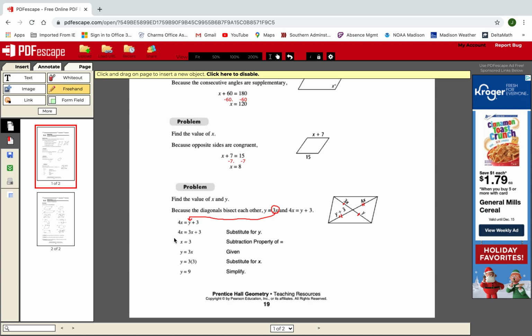They then subtracted 3x from both sides. Subtract 3x from both sides. And that cancels out, and you end up with x equals 3. So now that you have x equals 3, you're going to substitute this back in for x. So instead of saying y equals 3x, you're going to say y equals 3 times 3, so y equals 9. So we come out with y equals 9 and x equals 3. We have our two solutions there.